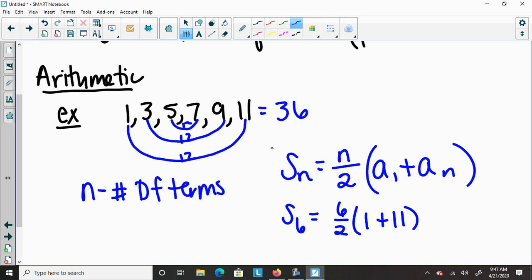So we can use this for any arithmetic series if we're trying to figure out what the sum of a certain number of terms is. So that's our equation that we'll use for arithmetic. We only have to know three things in order to plug that in. We have to know the first term, the last term, and how many terms we are looking at doing.